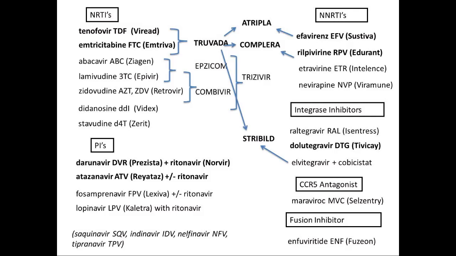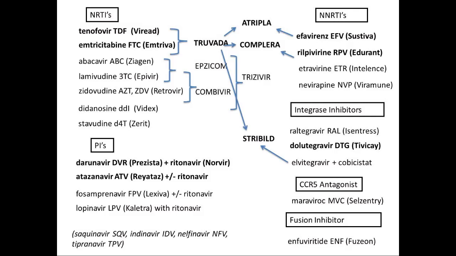NNRTIs, efavirenz is our favorite. Together, they get Atripla. Rilpivirine is also very nice. It's a very small pill, and together they have Complera. Remember, for Complera, you need to have a viral load less than 100,000 when you start. Etravirine and nevirapine. Integrase inhibitors, again, a good way to learn generics.